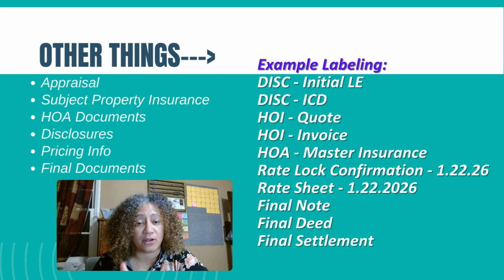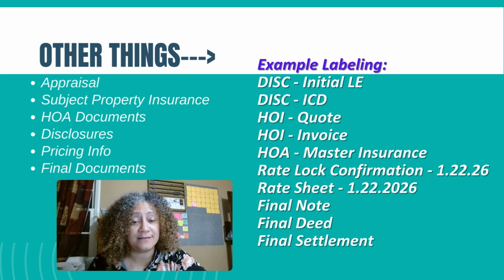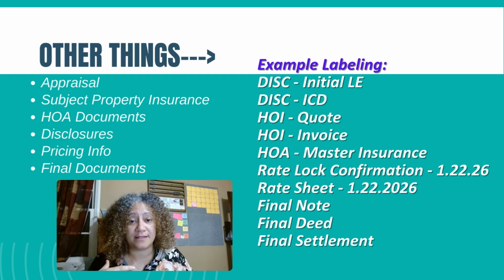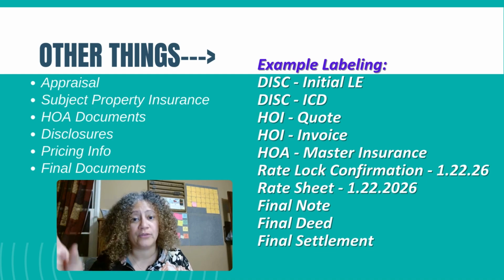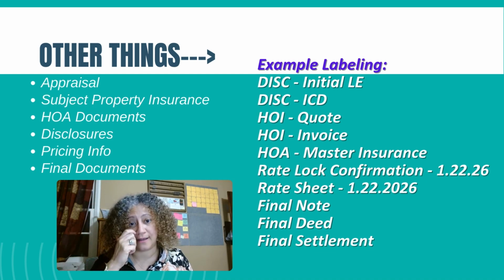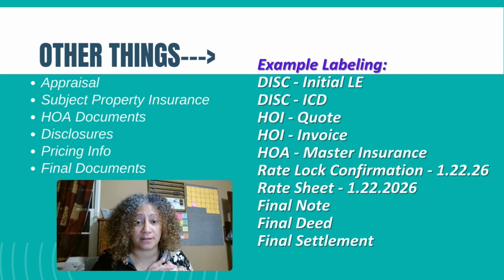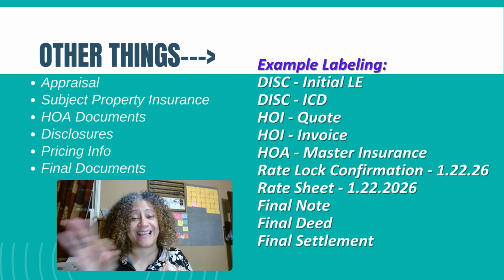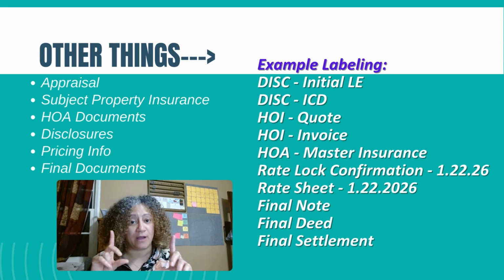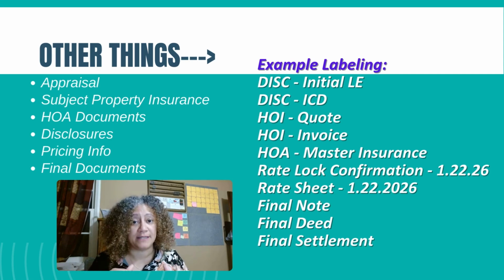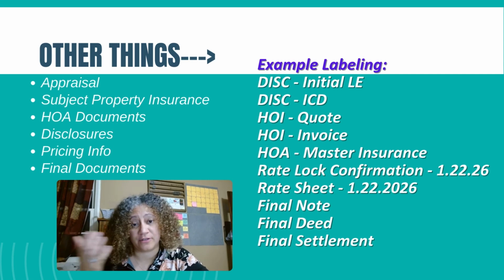Pricing information. So if you are not licensed, you can't discuss pricing or lock loans, but you may want to pull the rate sheet for that day, the rate lock confirmation, put the date it was locked, and then pull the rate sheet for that same date. So that way you have a list of all the rates, all the pricing options. Or that might be something your loan officer does, and you could encourage them to do that.